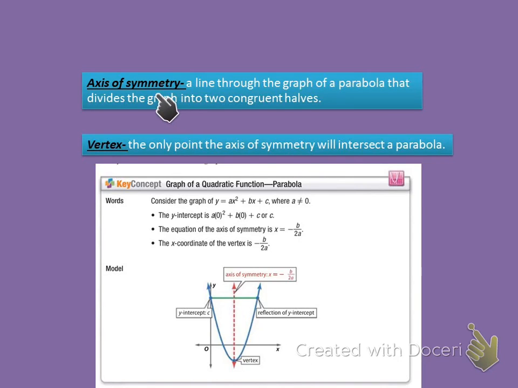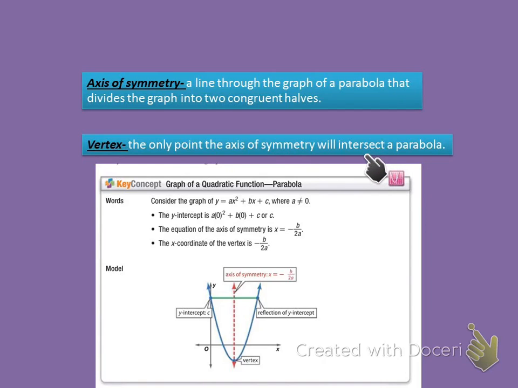Another one you pretty much already know, axis of symmetry. We kind of talked about that last chapter also. It's a line that goes through the graph of a parabola, dividing the graph into two congruent halves. We talked about that with line symmetry last time. You can fold it on top and it lays on each other. The most important one here, though, is your vertex. This is key. The vertex is the only point where the axis of symmetry will intersect a parabola.